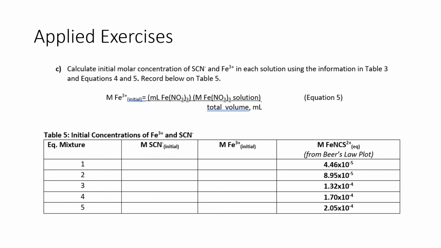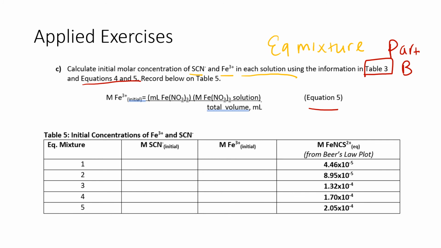All right, this is our next major table that we're tackling. Here we are calculating the initial molar concentration of our thiocyanate and iron in each solution that we made in our equilibrium mixtures. Remember, in part B we made equilibrium mixtures. They're not the standard mixtures. There we mixed certain amounts of each solution, and they each have their own concentrations. So we're using the information in table 3, from part B, and you're using equations 4 and 5. I just mentioned 4 in the previous portion, and here is 5. I didn't want to copy and paste too many times. That's what you'll be using, and then report everything here.